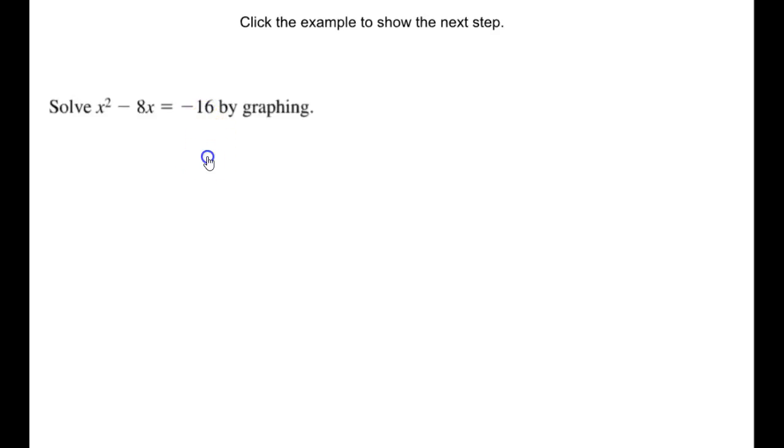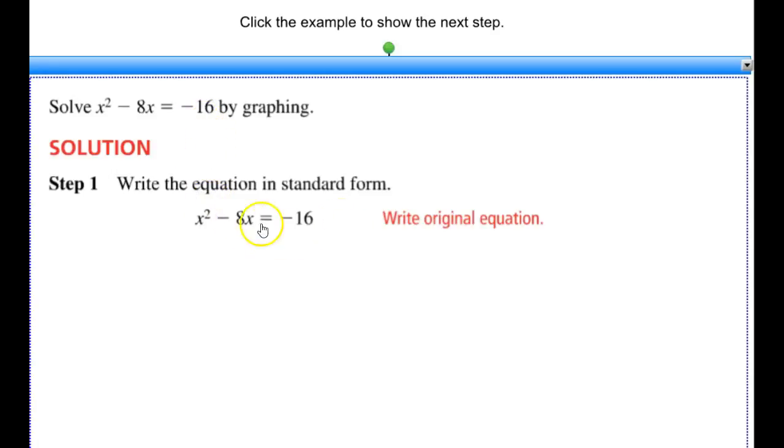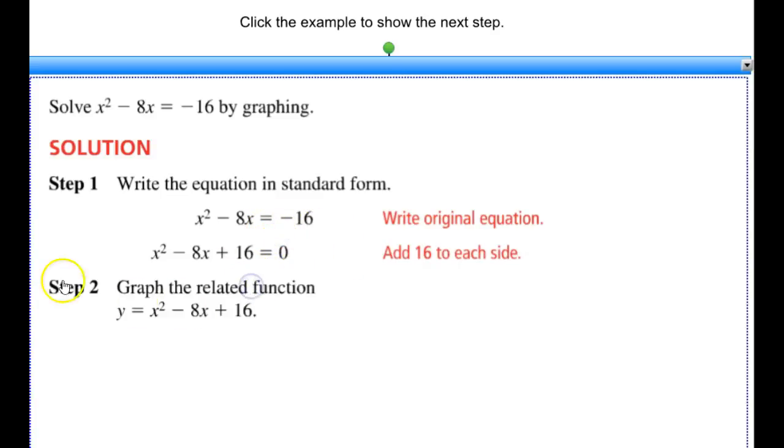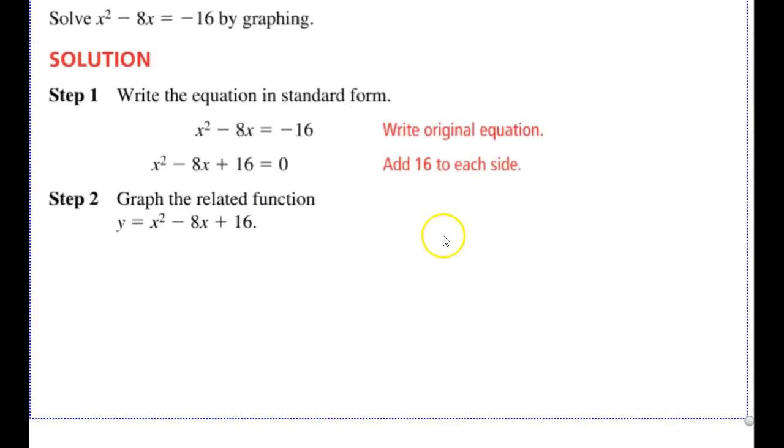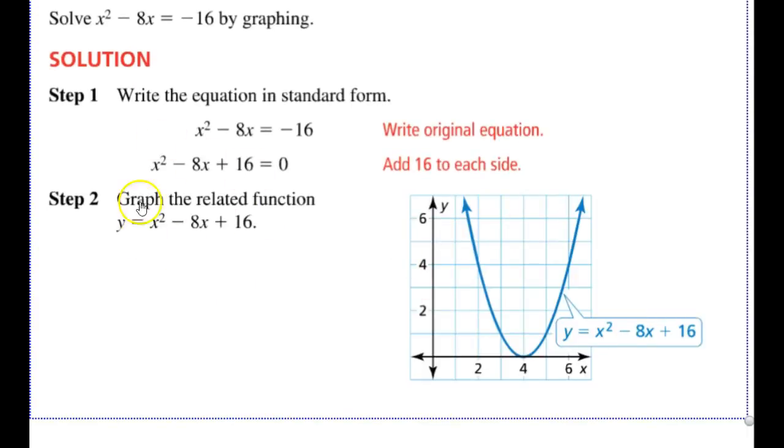So the first thing I want to do is write my equation in standard form. So I write my original equation. Then I'm going to add that 16 to both sides. And now I can go ahead and graph my function, right? And go ahead and use this information from Chapter 8. How would you graph this, right? We're going to continue to use all of these things we've learned about quadratics as we continue in these units.